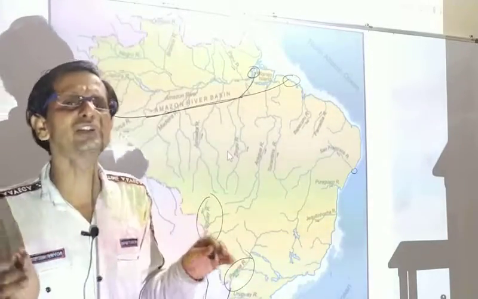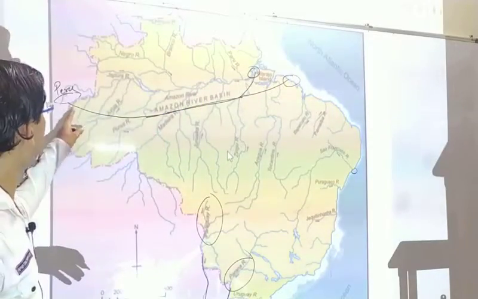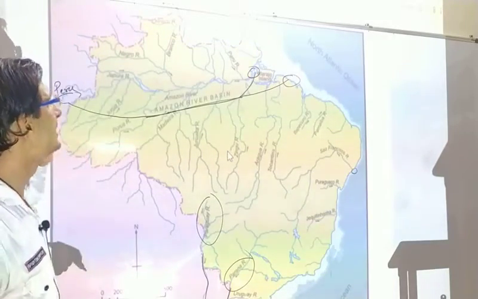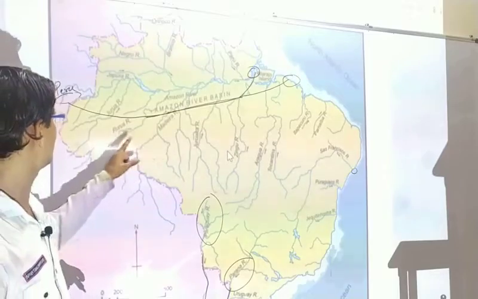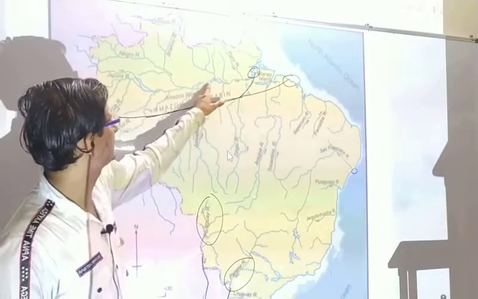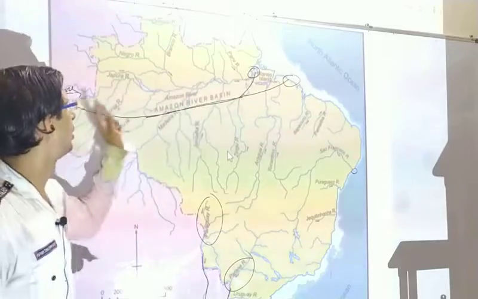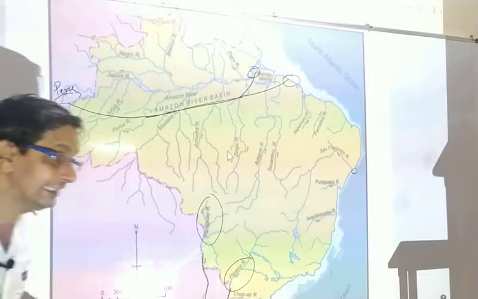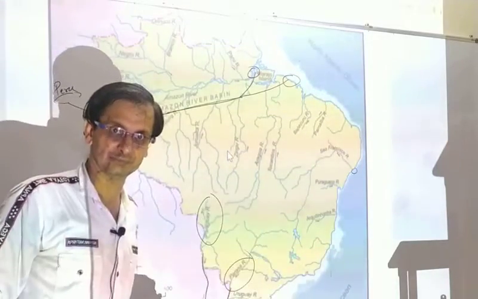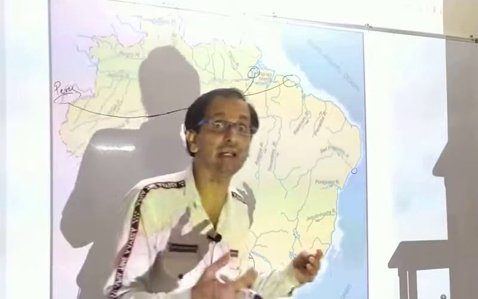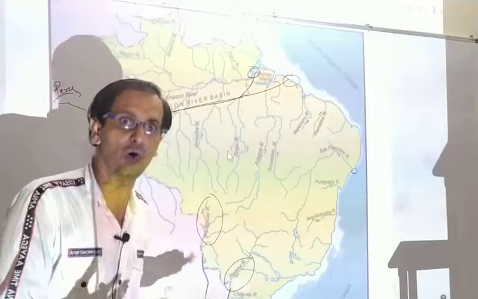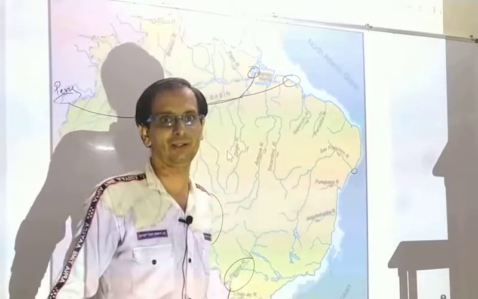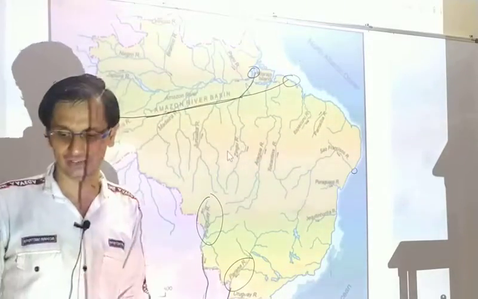But here distributary is totally absent. There is no distributary. You can see the Japura River, Negro River, Madeira River, Purus River flowing near the Amazon River, yet there is no distributary. These are not distributaries. Instead, they are adding to the Amazon River, adding water flow in cubic meter per second to the main river Amazon. That is the miracle, the wonder of nature in Brazil.